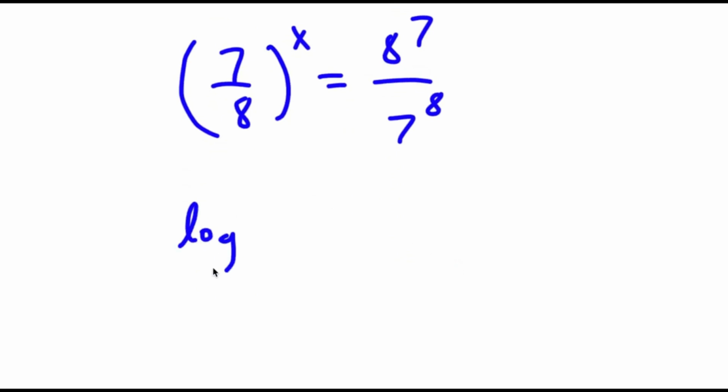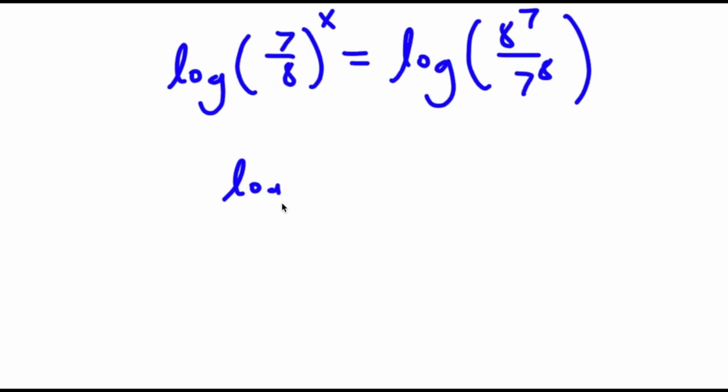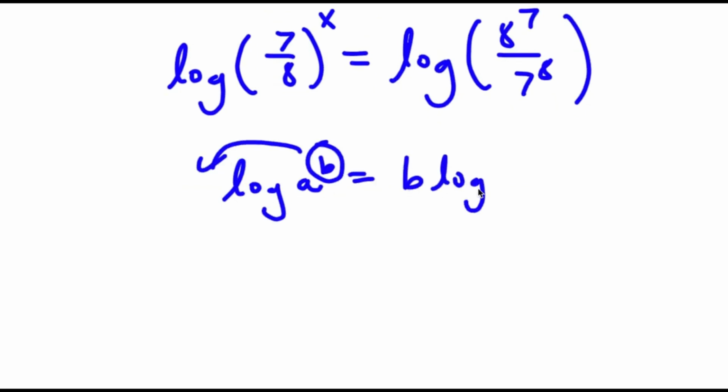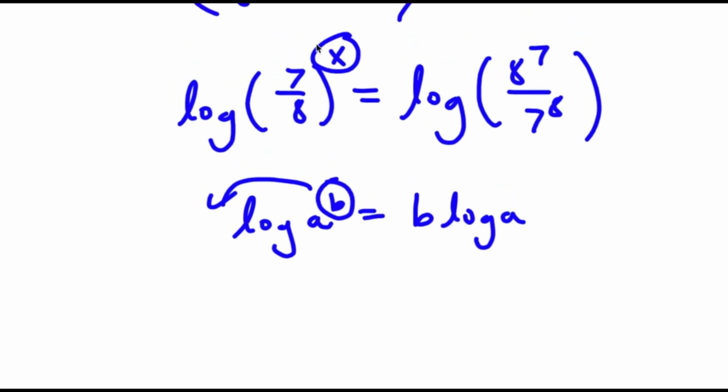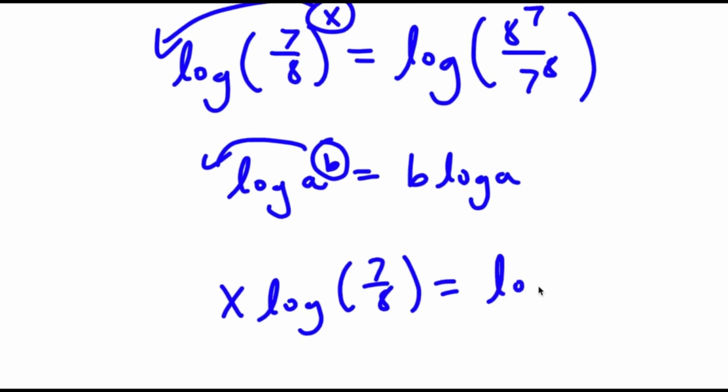And now I'm going to take the log on both sides. So now I have log of (7 over 8) to the power of x is equal to log of 8 to the power of 7 over 7 to the power of 8. Now if I have something in the form log a to the power of b, I can move this exponent b to the front. So this is going to equal b times log a. So for log of (7 over 8) to the power of x, I can move x to the front. So now I have x times log of 7 over 8 is equal to log of 8 to the power of 7 over 7 to the power of 8.